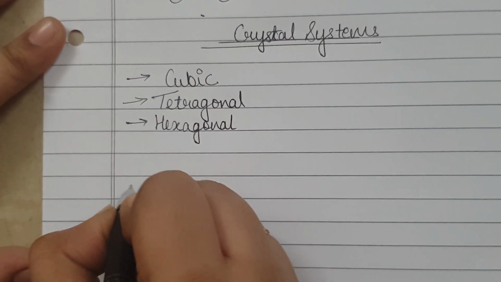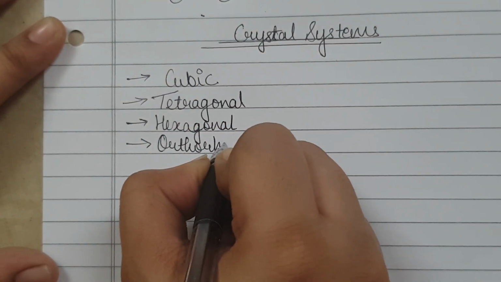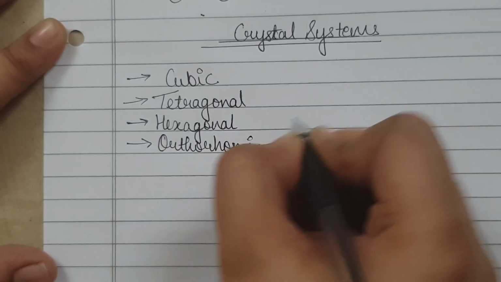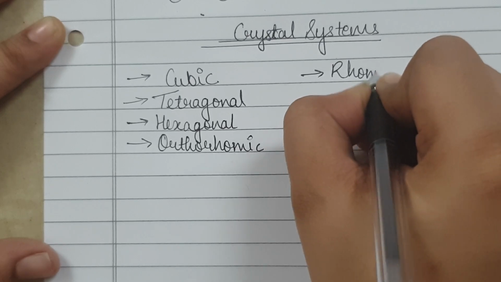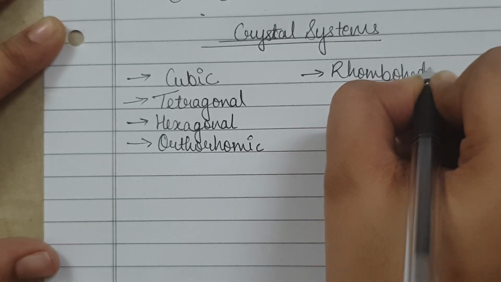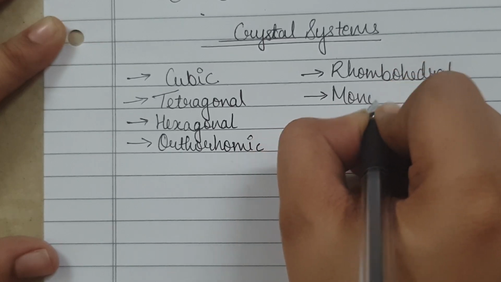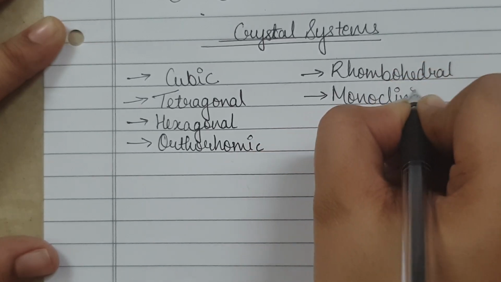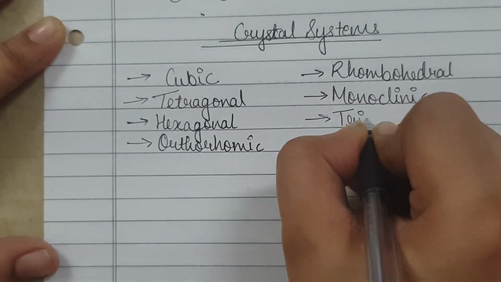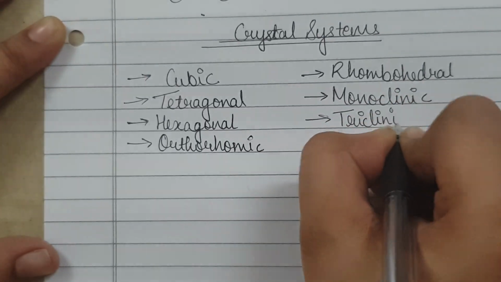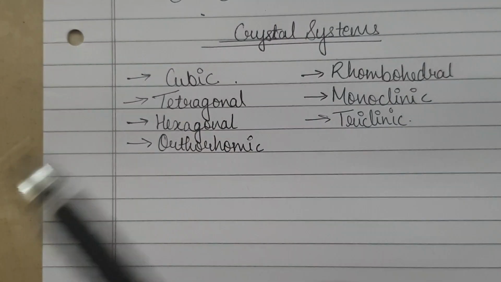After hexagonal, you have orthorhombic, then you have rhombohedral, then you have monoclinic, and then triclinic. So basically all you need to know is how these shapes look. They are not going to ask you in detail about any of them. Now this year you're only studying cubic crystal systems.